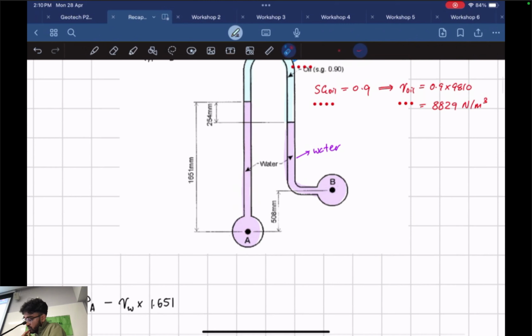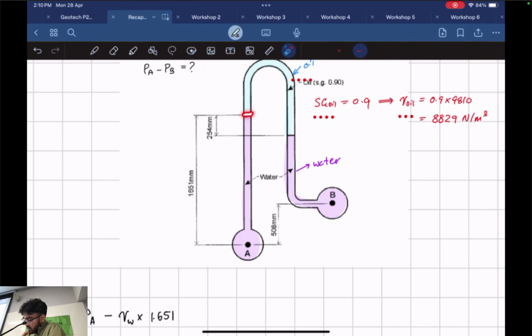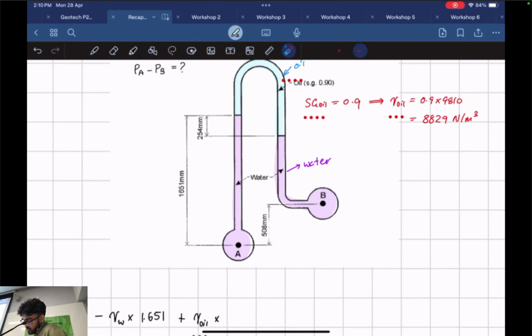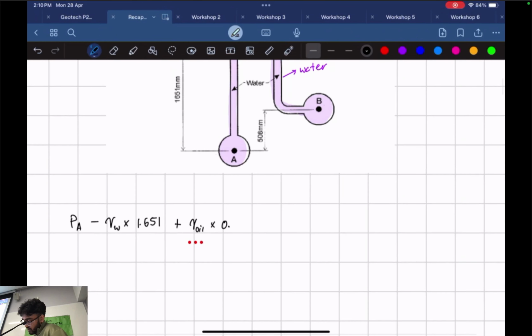How about for the oil? If we start at a point here and at a lower point just to the right, is our pressure difference going to be positive or negative? Positive. Perfect. So it's going to be plus the unit weight of the oil times our height difference, which is between here and here, which they've given to be, in meters, 0.254.